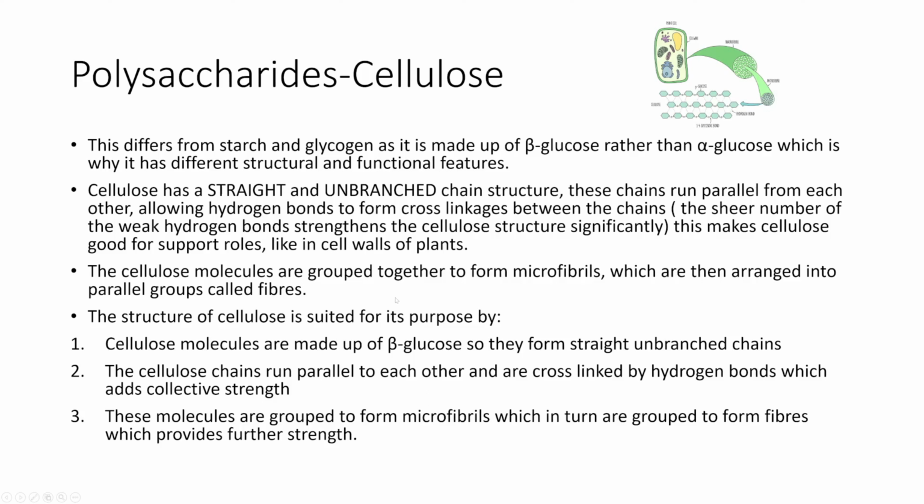The structure of cellulose is suited to its purpose because they're made out of beta glucose monomers, so they form straight and unbranched chains. The cellulose chains run parallel to each other, which allows cross links to form, or the hydrogen bonds, and that further adds collective strength. These molecules are grouped together to form microfibrils, which in turn are grouped to form fibers and macrofibrils, which again provides further strength. So we can see here that goes there, and then that's in the cell wall.